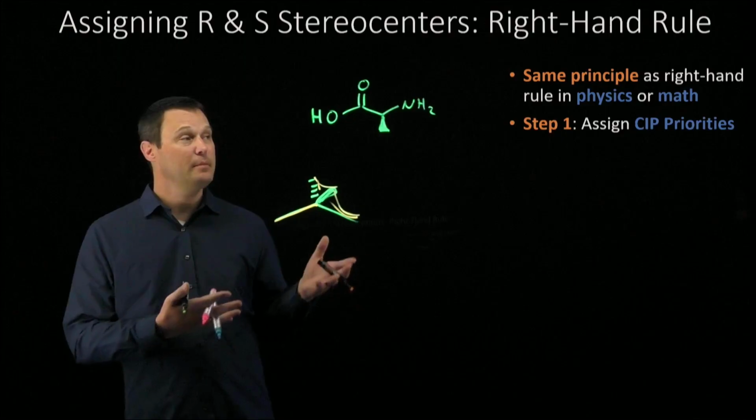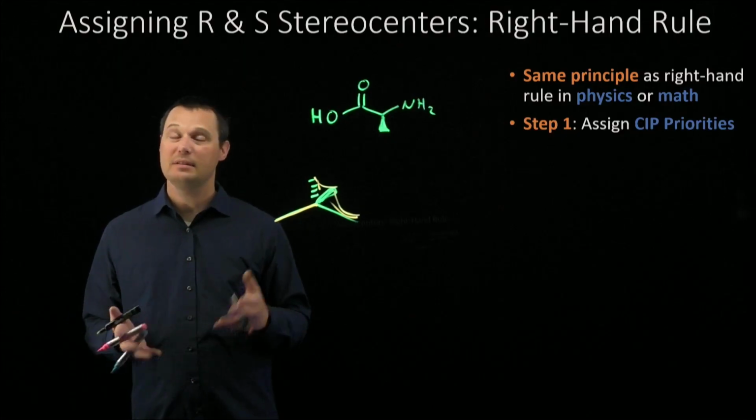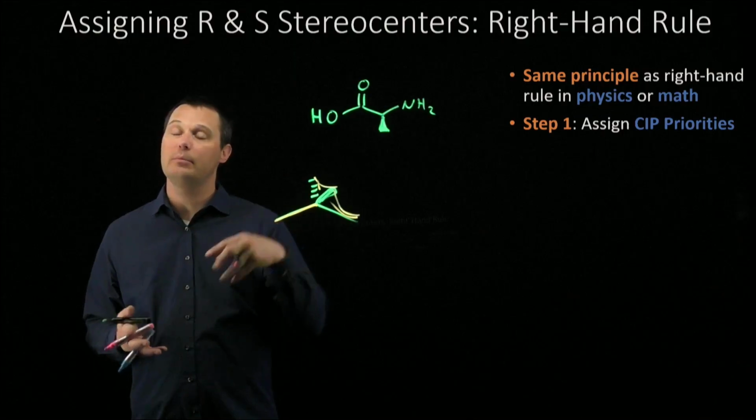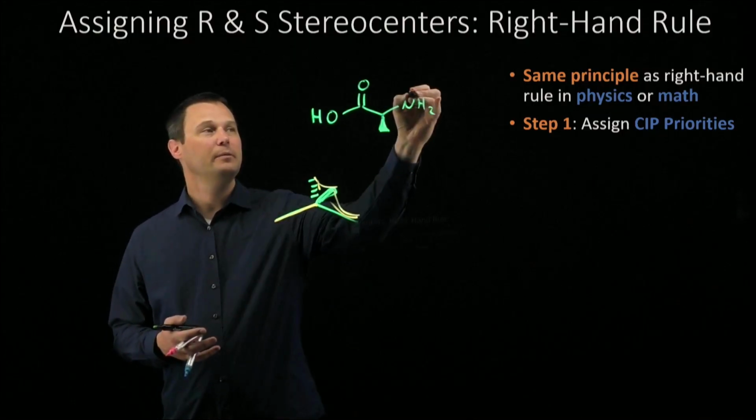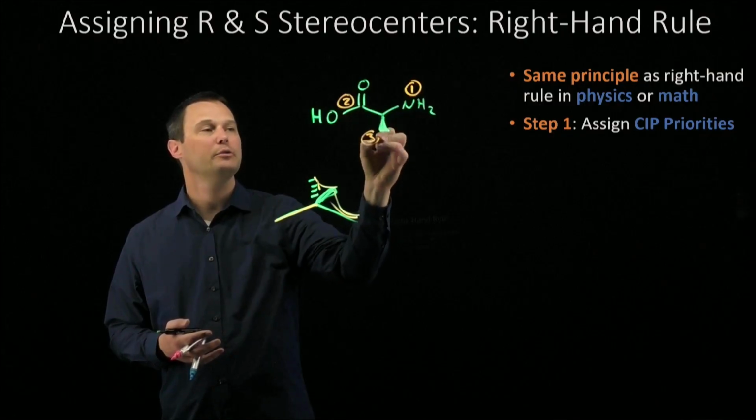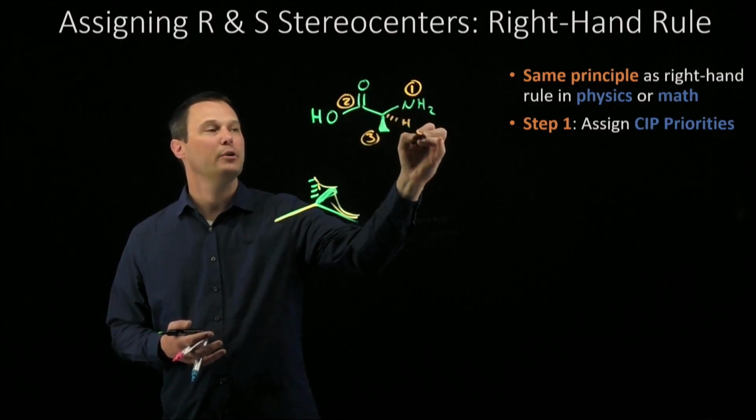Like always, the first step needs to be to assign the CIP priorities. This isn't a video about finding stereocenters or assigning those priorities, but I do have a link to that video that I'll put in the description below. For the amino acid alanine, the nitrogen group is priority number 1, the carboxylic acid is priority 2, the methyl group is priority 3, and the hidden hydrogen is priority number 4.